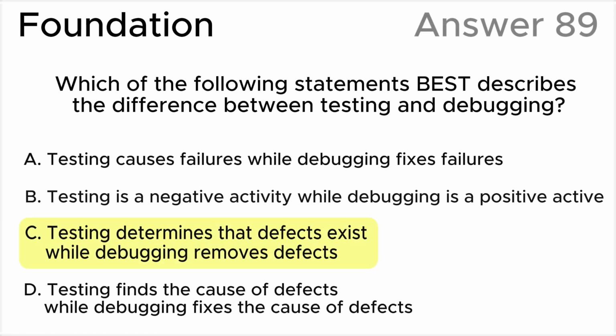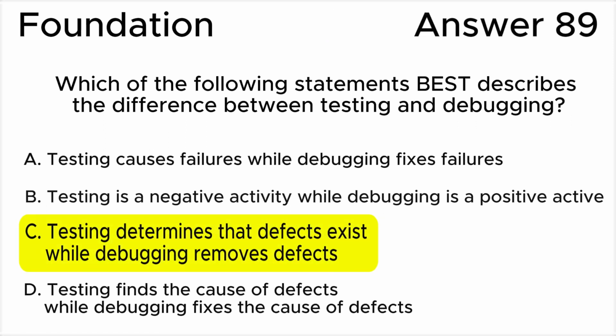Correct answer is C. Testing determines that defects exist either directly through observation of the defect in reviews, or by a tool in static analysis, or indirectly by causing a failure in dynamic testing. Debugging is a separate activity from testing, normally performed by developers, and is concerned with locating defects only for dynamic testing and fixing the defects. All the rest of the answers are wrong.